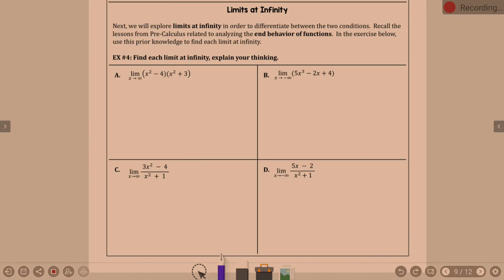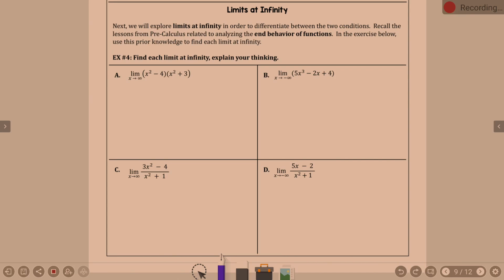Okay. So, exploring limits at infinity in order to differentiate between the two conditions. From pre-calc, we talked about end behavior. And if you go back to Algebra 2, this is where I use the vocabulary like up and down, and up, down and down. In pre-calc, I don't think we use that same vocabulary. There's more infinities and whatnot, but what do we have here?